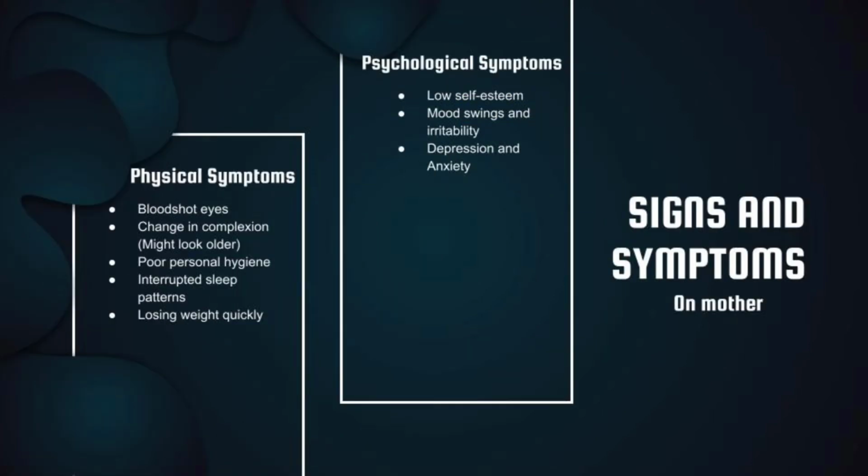Now we have understood its definition and its types. What are the common signs and symptoms of drug abuse, specifically for the mother? First is the physical symptoms. The mother may have bloodshot eyes, change in complexions, poor personal hygiene, interrupted sleep patterns, and losing weight quickly. Second is the psychological symptoms. The mother may experience low self-esteem, mood swings and irritability, and even depression and anxiety.